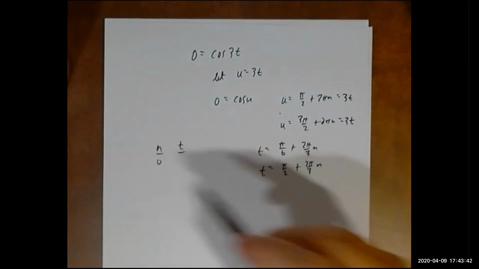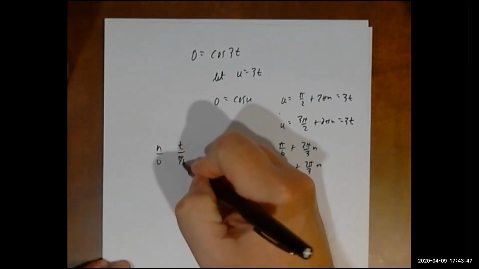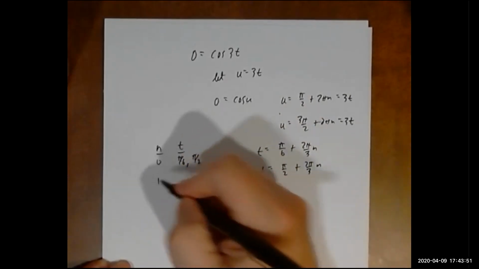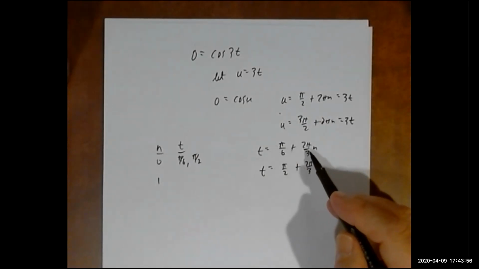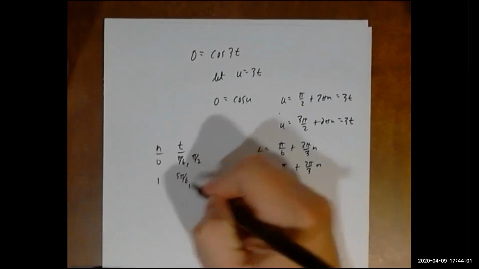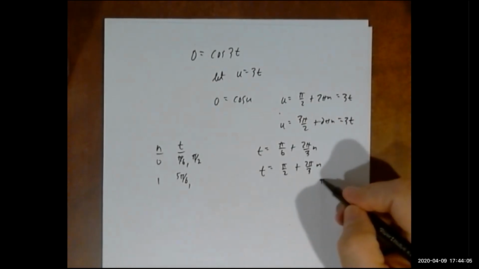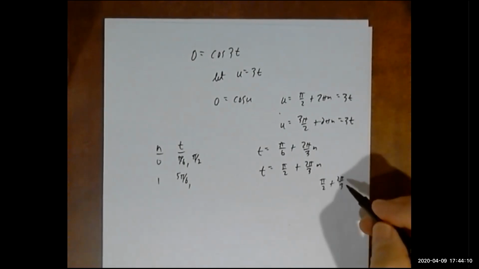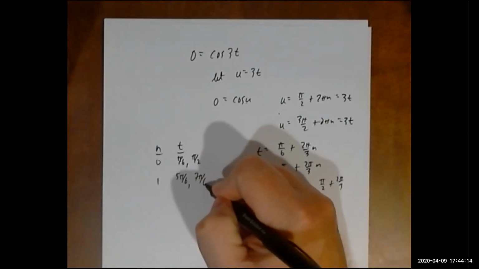So now I start plugging in numbers for n's. When n is 0, the first one is pi over 6. The second one's pi over 2. When n is 1, I have pi over 6 plus 2 pi over 3, which is 4 pi over 6. Looks like it's 5 pi over 6. When n is 1 down here, pi over 2 plus 2 pi over 3. If I get a common denominator, 3 pi over 6 plus 4 pi over 6, that's 7 pi over 6.